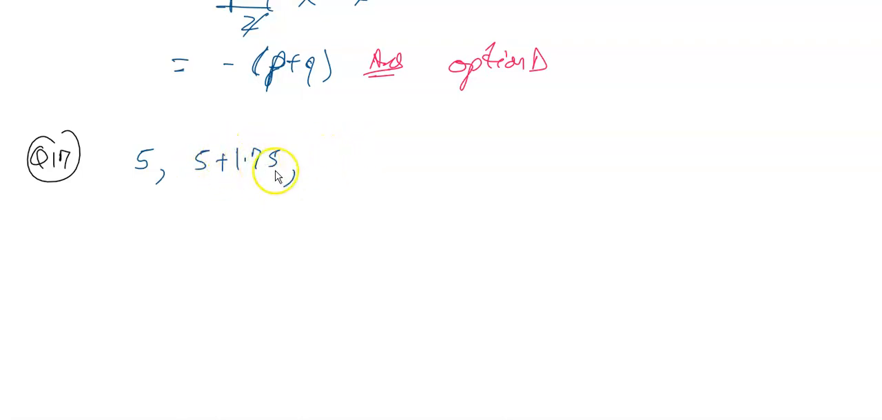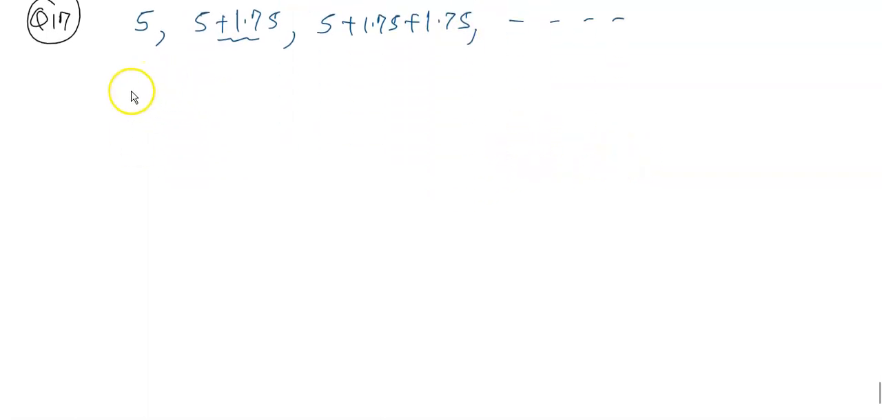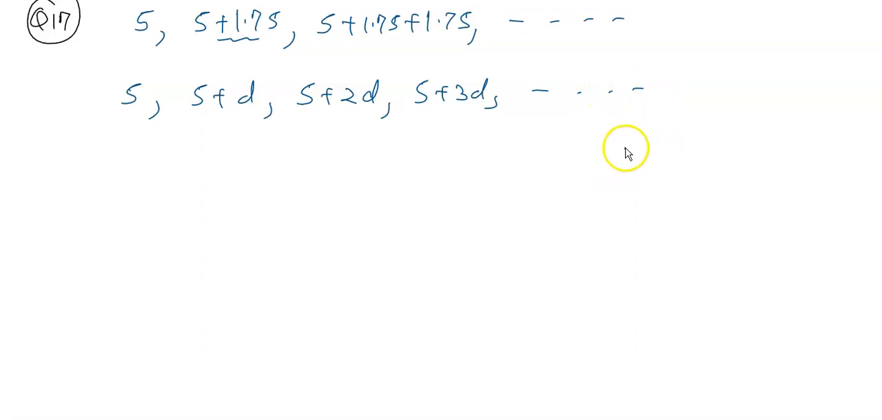So this has to be 5 plus 1.75. Then again this term is 5 plus 1.75 plus 1.75. So we can easily see that this will form an AP. So that is 5, then 5 plus D, let's call it D, then 5 plus 2D, 5 plus 3D and so on. Where D is how much?